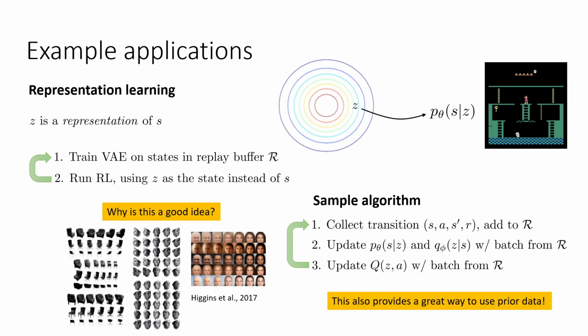And it's also worth noting this provides us with a great way to use prior data. So if we have reasonable prior images of Atari trials, we could use this to pre-train the variational autoencoder, which would give us a good representation right off the bat that we could use for RL. Or, of course, we could learn it on the fly as we go.